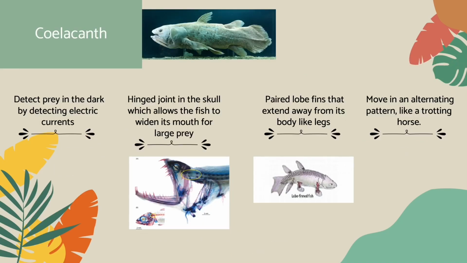So these are the special characteristics of coelacanths. First, they can detect prey in the dark by detecting electric currents. Second, they have hinge joints in the skull which allow the fish to widen its mouth for large prey. Here, the bony vertebra is connected with their head. Third, they have paired lobe fins that extend away from the body like legs, here and here. The last one is that they move in an alternating pattern, like a trotting horse.